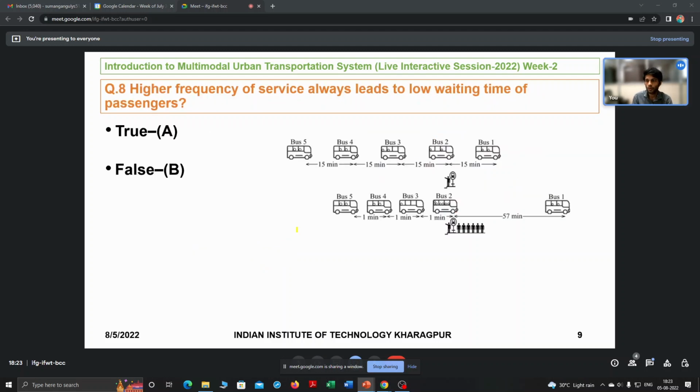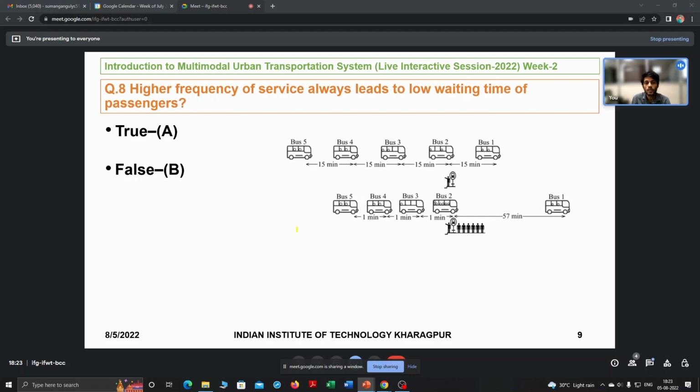So maybe I will go to the next question. The question is, higher frequency of service always leads to low waiting time of passengers. Is it true or false? So you can guess what frequency of service is. Frequency of service means the number of buses running in an hour, right?